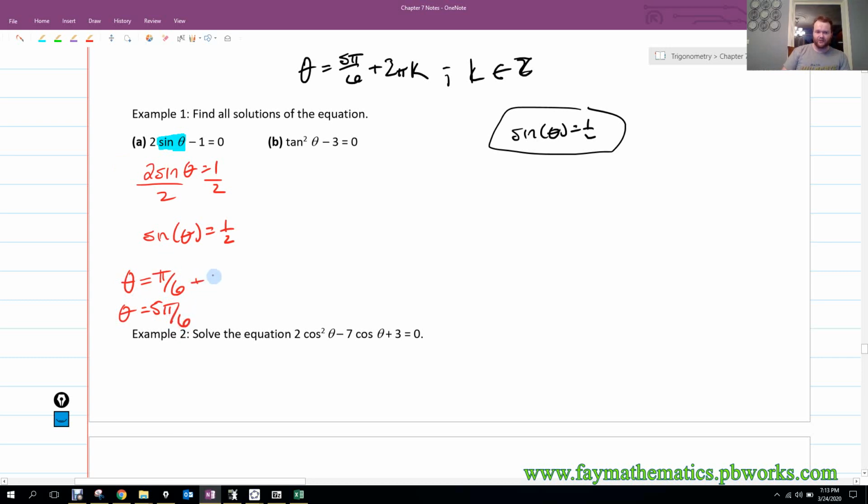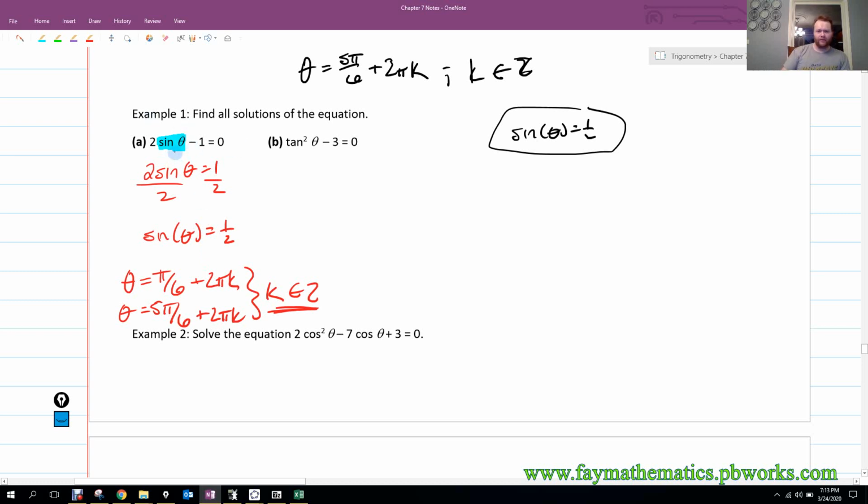And if we want to find the infinite solutions, we add 2 pi k to both of these, and remember, k is an integer. Okay, that's key. A lot of people forget that, but it's key. I can't just say let k be a real number, because if k was like 0.23, that's not going to generate a solution for this equation.